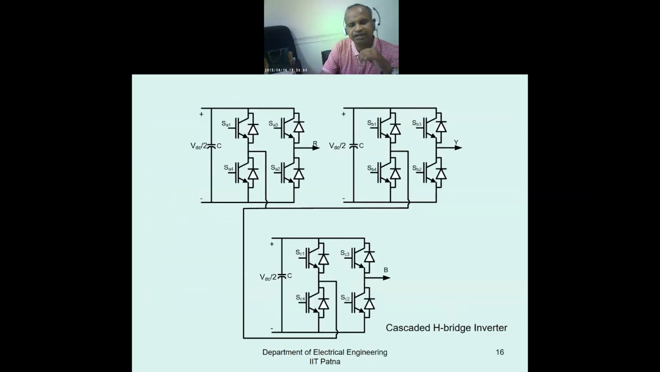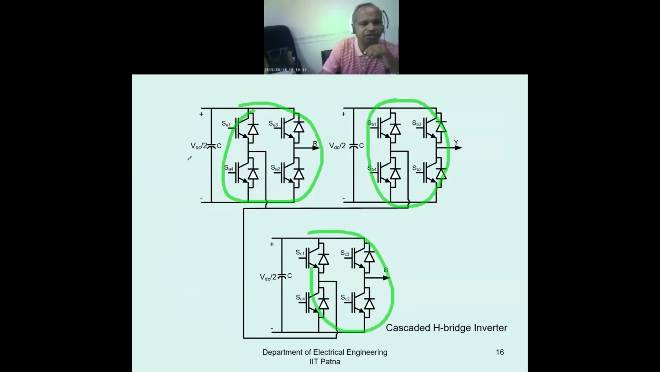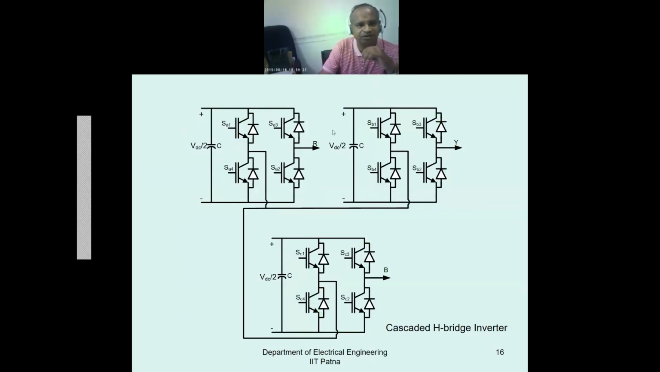Then the cascaded multi-level converter. You can see that this is three-level cascaded, meaning each one is an H bridge, a full single-phase H bridge inverter. There are three H bridge inverters and three capacitors, and these also you need to charge initially. And when your switches S1, S2 are on, you get plus VDC by 2.